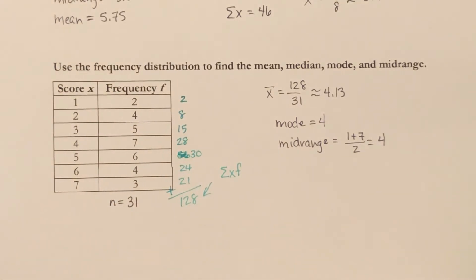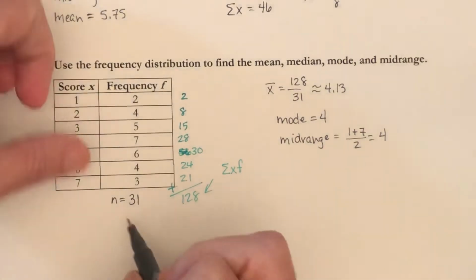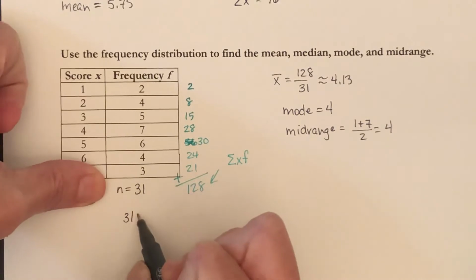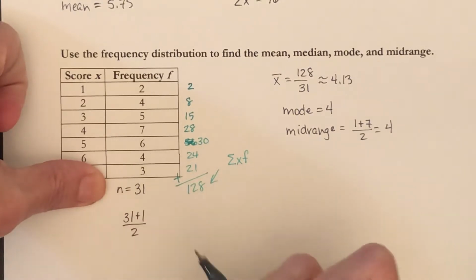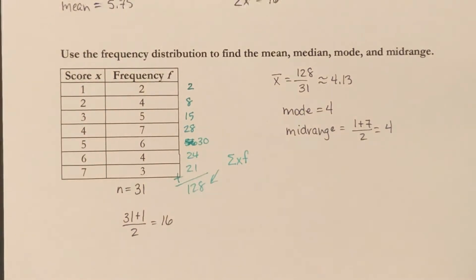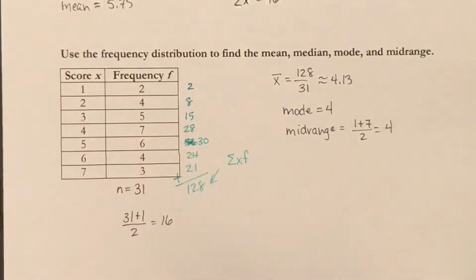Now we need to find the median. We figure out the position of it the same way. To find the position of the median, I would do 31 plus 1 divided by 2. 32 divided by 2 is 16. So I'm looking for whatever number is in the 16th spot when they are in order. They are listed in order for us. We just have to figure out what's in the 16th spot.